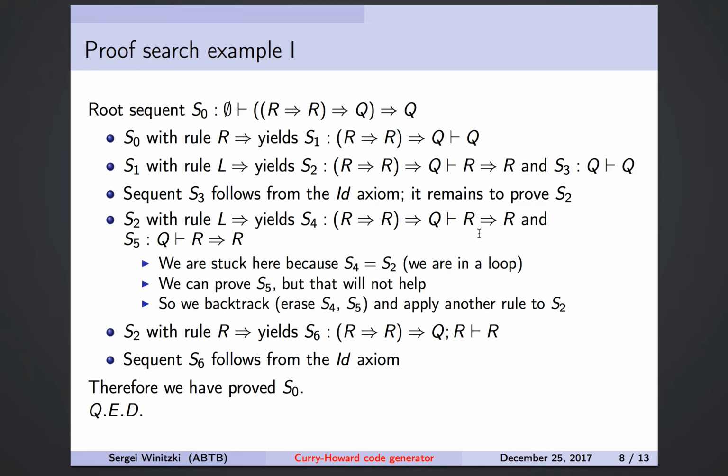Well, another rule that applies is the right implication, because S2 has an implication on the right. When you do that, you get the sequence S6. The sequence S6 has an R in the premises and an R as a goal, and so that follows from the identity axiom. So we have proved S0.